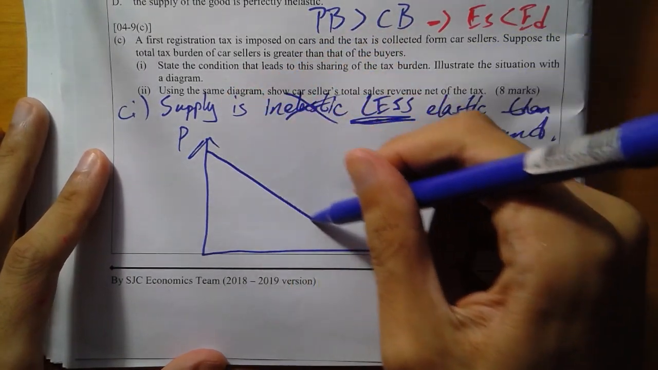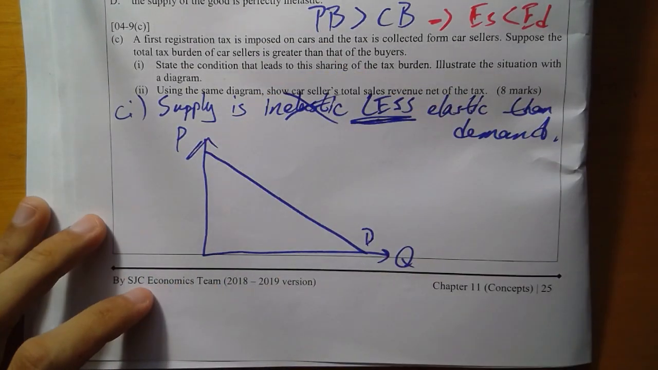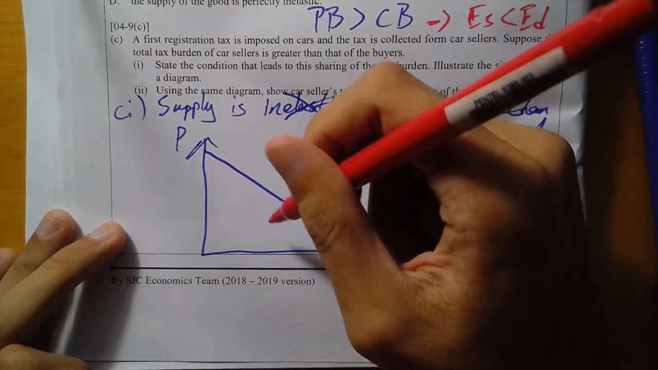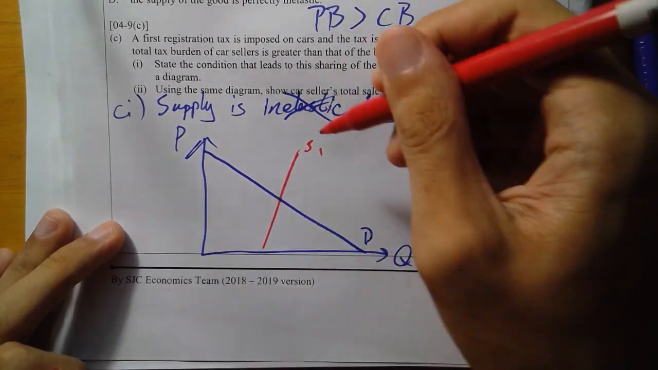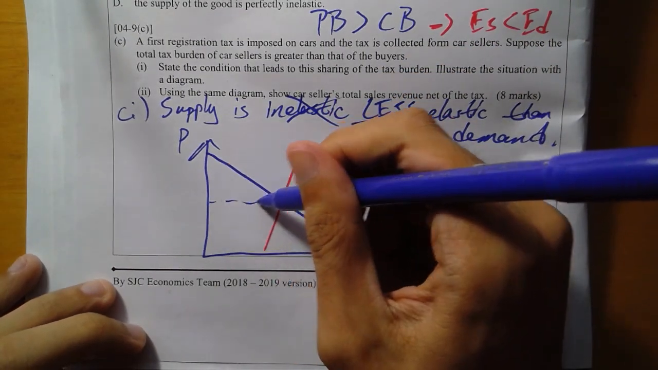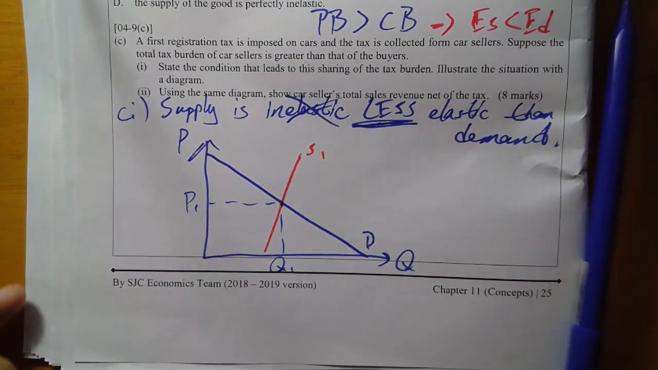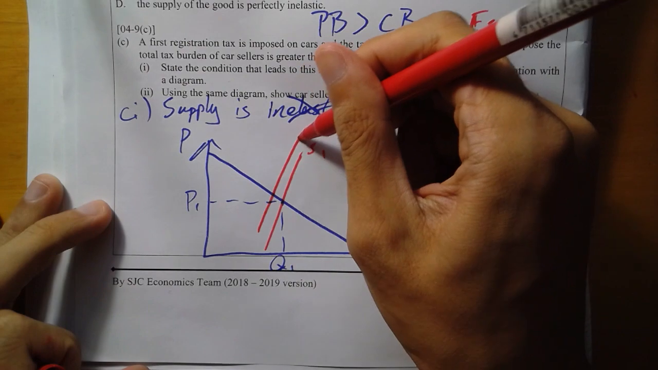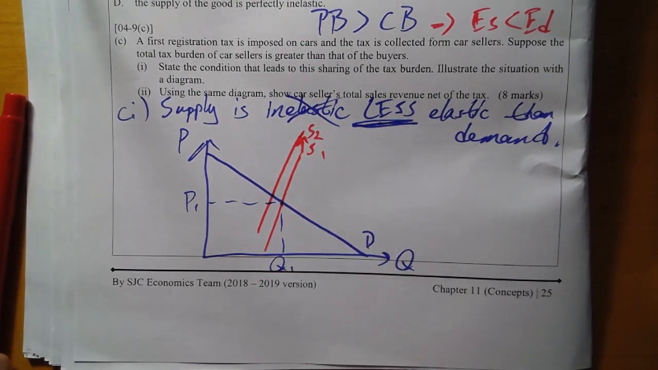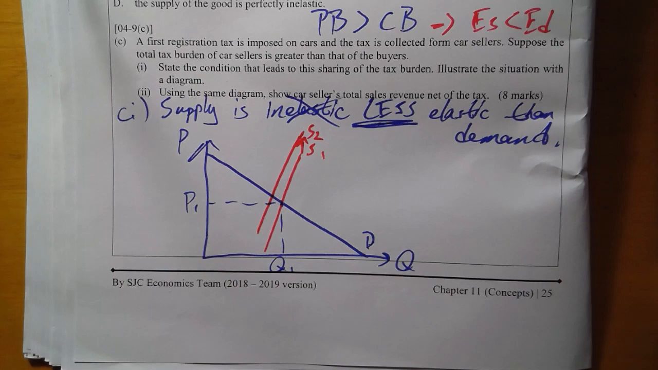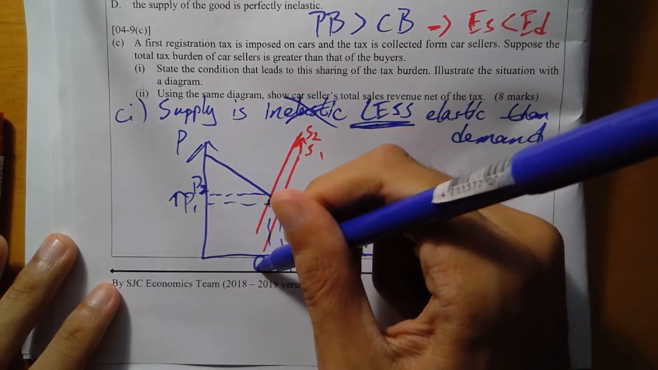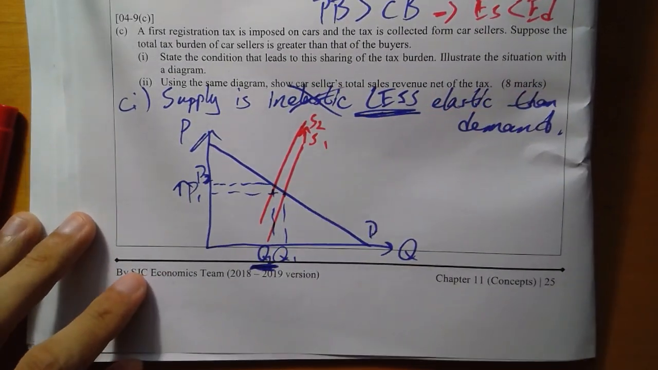Don't do anything funny with demand. This is our demand. Now supply less elastic, so let's draw it more vertical. This is supply 1. Let's mark this P1, Q1. Then this is supply 2. Remember, it's an upward shift, so it's already a whole lot of shift here. Then P2 and Q2, mark down Q2.